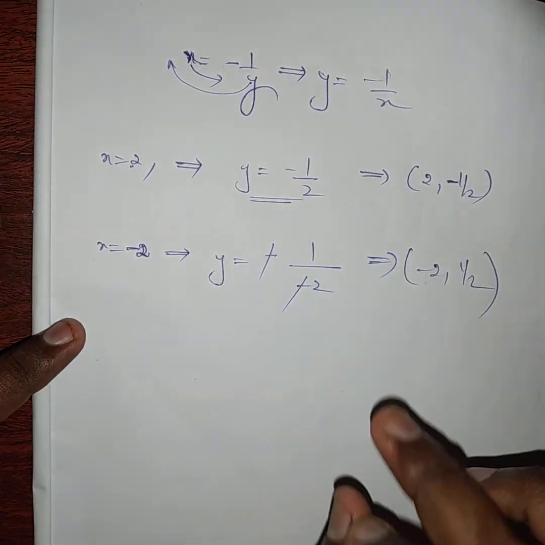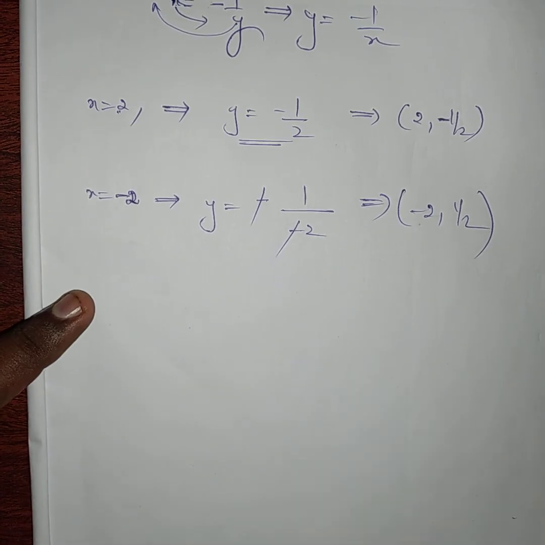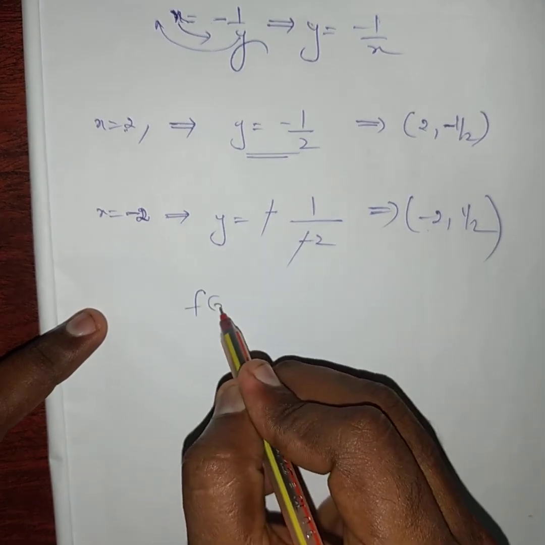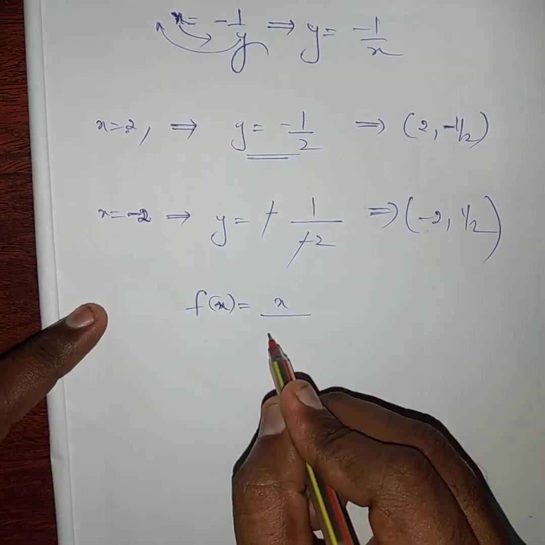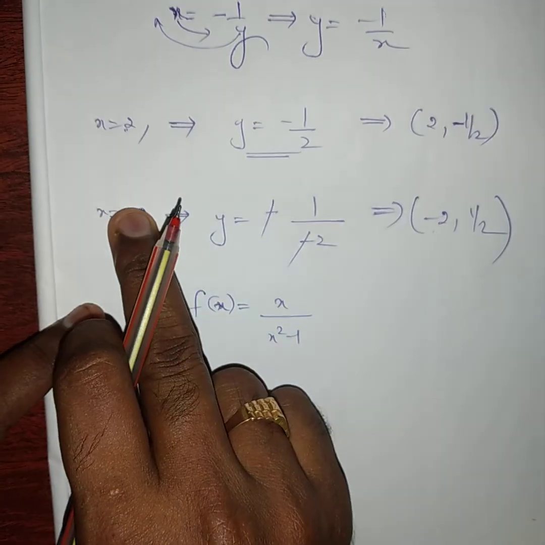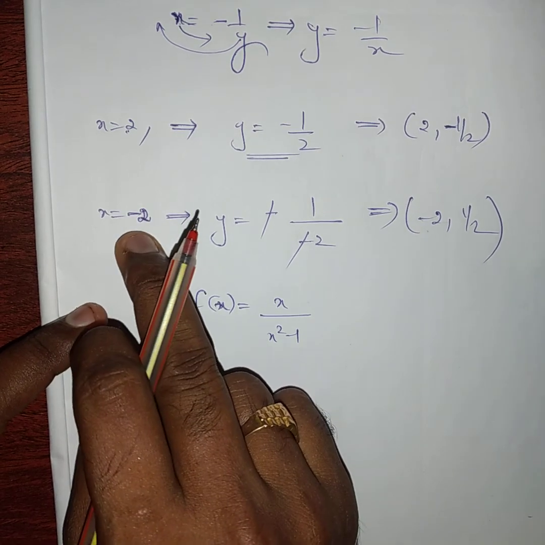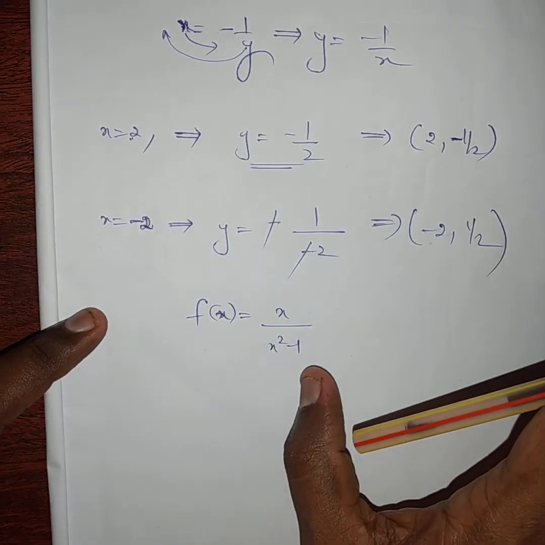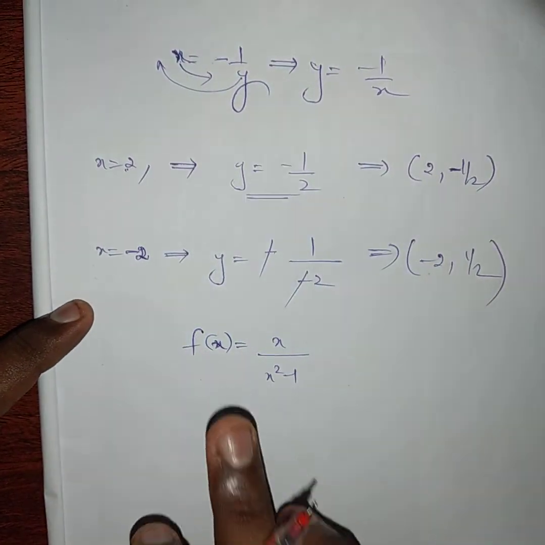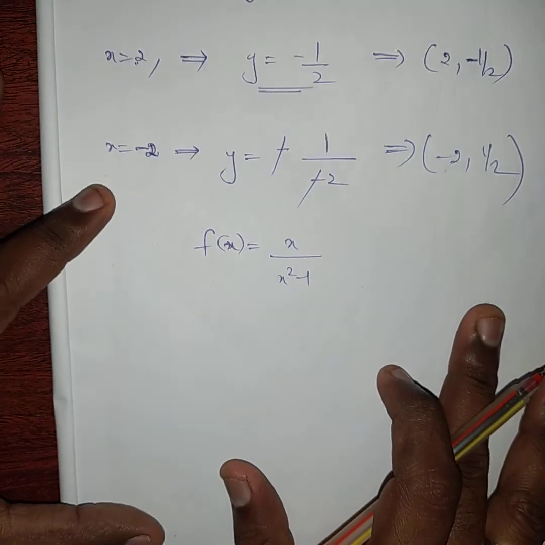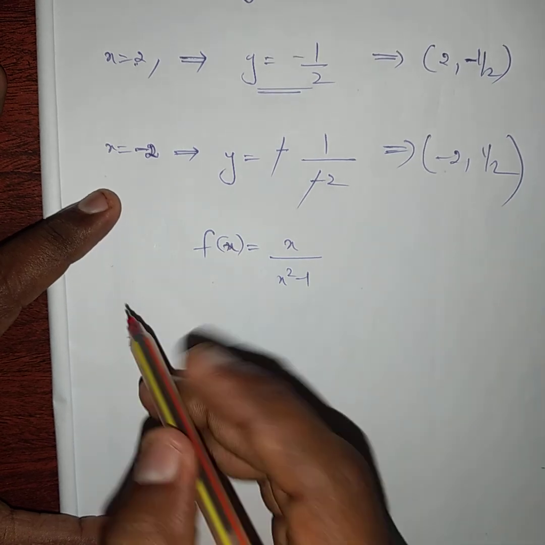But instead of doing this, I am going to make one clear observation here. I am going to take f of x itself. f of x is equal to x divided by x square minus 1. They used some other examples also, but I am not using these now. I am going to work with f of x is equal to x divided by x square minus 1.